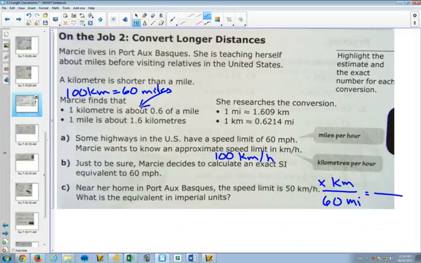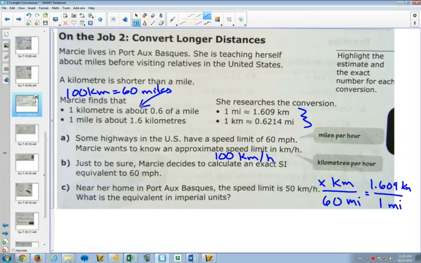Since we have 2 things that she's researched here, check them on your formula sheet. How similar are they to the ones that are on your formula sheet? You could use either one to calculate it. We could use the first one or the second one. If we use the first one, then we would put the 1.609 because we put kilometers on top and 1 mile on the bottom. If you use the other one, you would put 1 kilometer on the top and 0.6214 miles on the bottom.